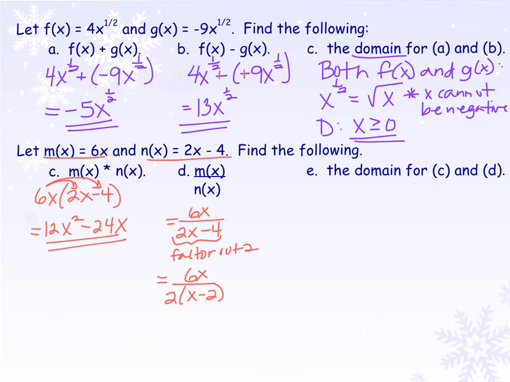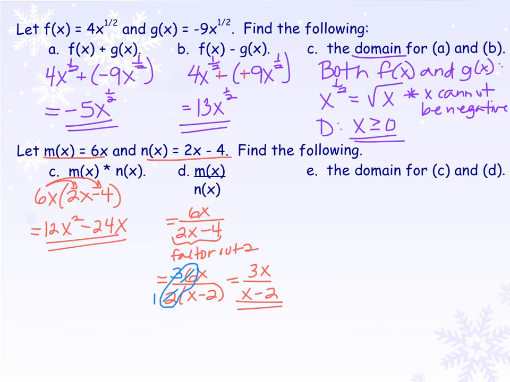Now, what makes this so much fun for us is the 6 in the numerator, and the 2 in the denominator. Since they're not part of addition or subtraction, we can reduce them. The 6 times x, we can break apart the 6 and the x without addition or subtraction. What this means is the 2 goes into 6 3 times. And that would give us 3x over x minus 2. That would be the simplified quotient for m of x divided by n of x.